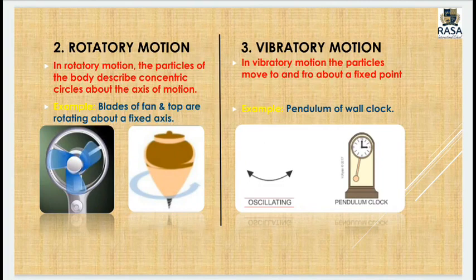Like in a wall clock, if you have a pendulum, here we can see that the pendulum moves left and right. This left and right movement goes to the extreme left, then to the extreme right. This type of motion is known as vibratory motion.